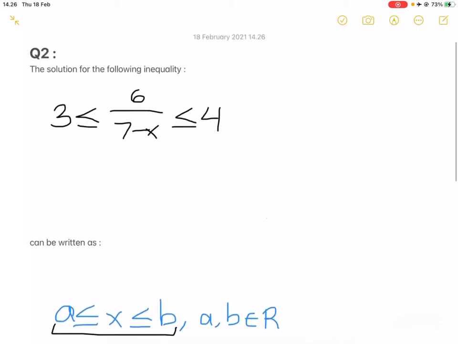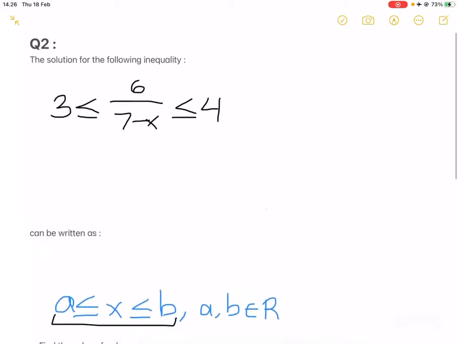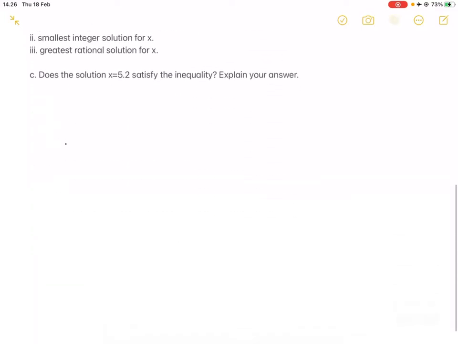Alright, so I would say this question is pretty interesting and kind of tricky if you don't know the trick yet. Alright, so let's rewrite our inequality down here.